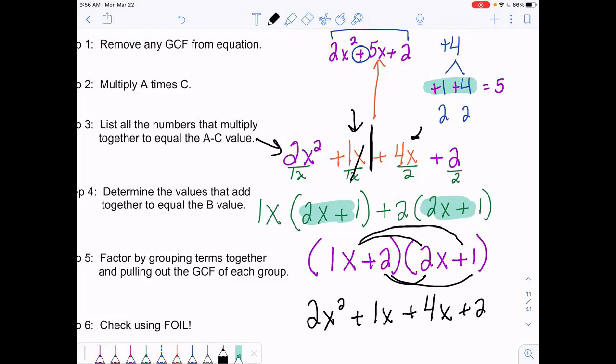This is truly the opposite of foiling. So here's my expanded answer that I started with factoring. Here's my foiling answer. So whatever I have here when I FOIL is actually how we split it up when we factor. So they are true opposites of each other. And then when I add, I get back that 5x that I started with.